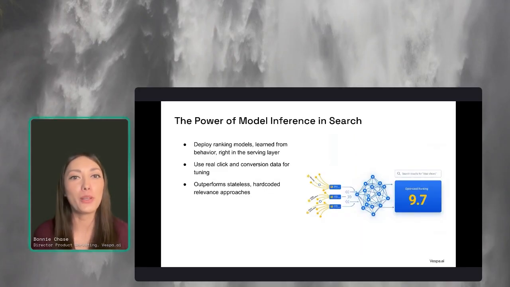Now, the power of model inference in search, again, you're really able to deploy ranking models right within that serving layer so that you can get the real click and conversion data for your tuning. The system is really flexible, and the inference happens where the data is located. So this really does outperform the stateless, hard-coded relevance approaches that you see in other systems.